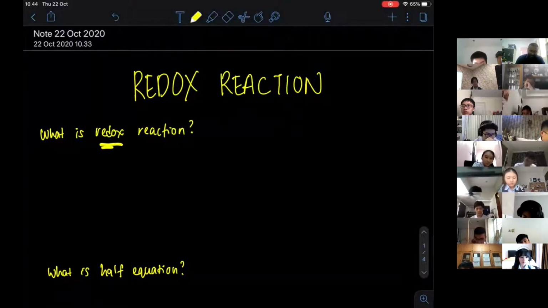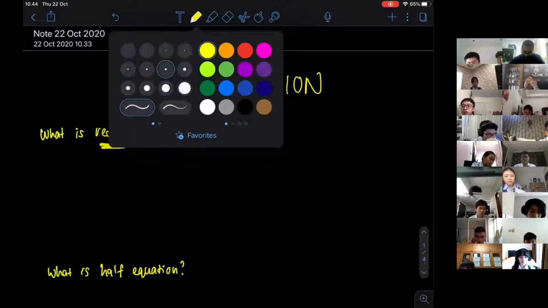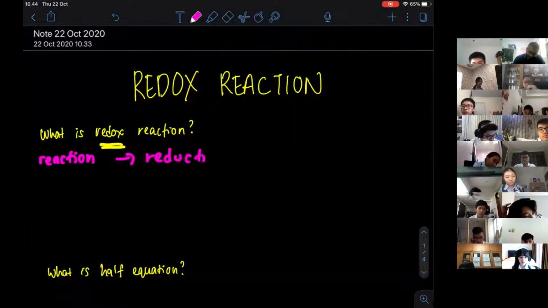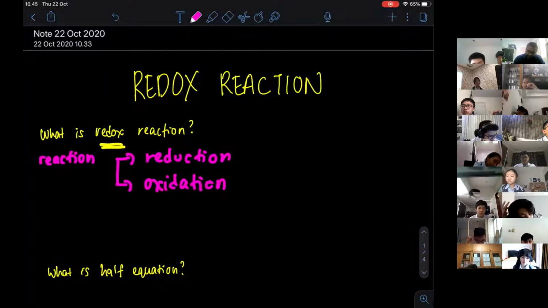Anyone can tell me what is a redox reaction? Christopher? A reaction that has a reduction and oxidation. Okay, so a reaction that has both reduction and oxidation. That's correct. So that's why it's going to be redox. Reduction and oxidation is taking place.